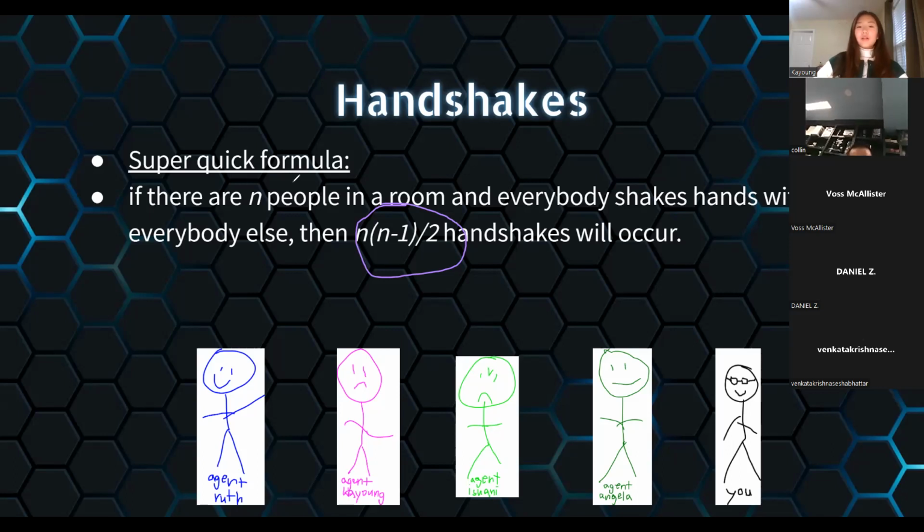Okay. Well, this formula should be familiar to some of you because it's how to add numbers from 1 to, I don't know, 10, for example. So there's 1, 2, 3, 4, 5, 6, 7, 8, 9, 10. And then when you add all of that together, you use this formula.